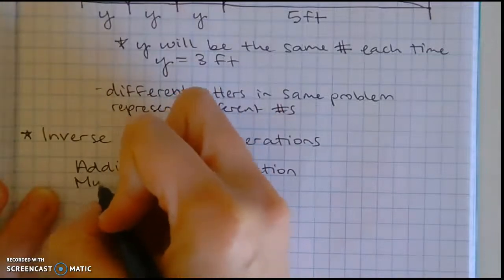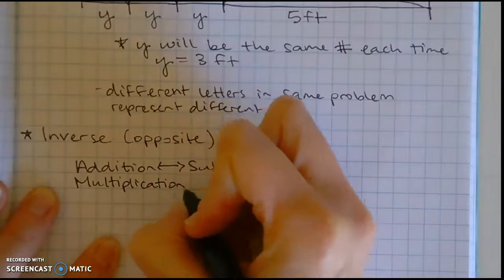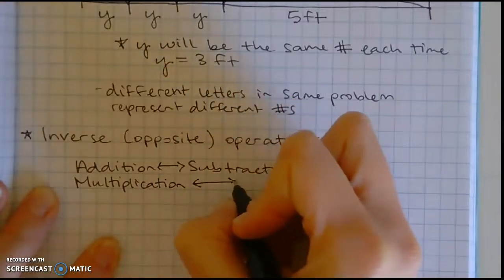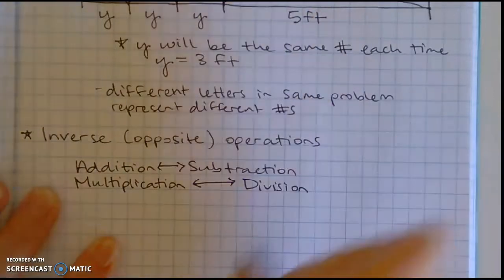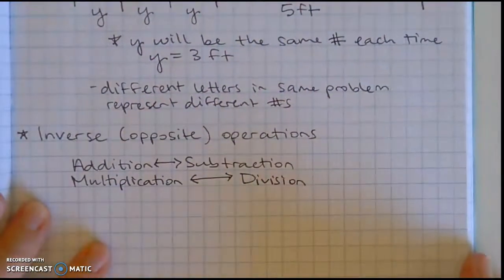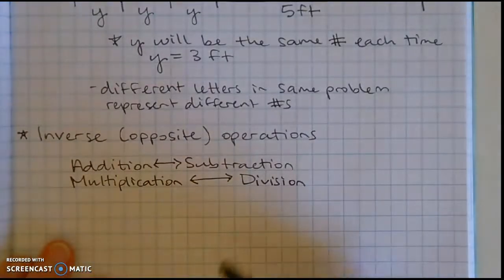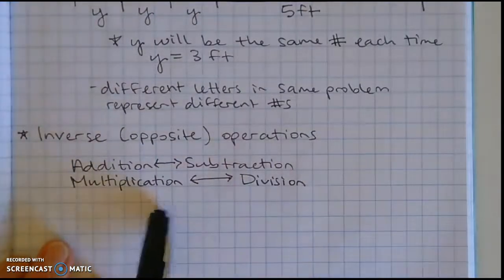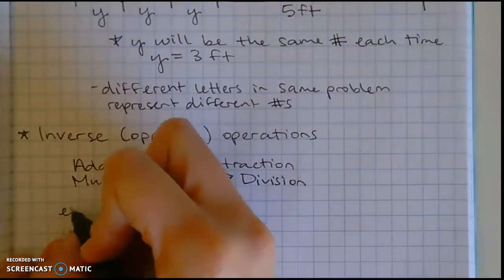And then we have multiplication. And the inverse of that, or opposite of that, is division. Okay, so if I have a problem and I don't know the variable, I'm going to use the opposite operation to determine what it is. So here I have a couple examples.